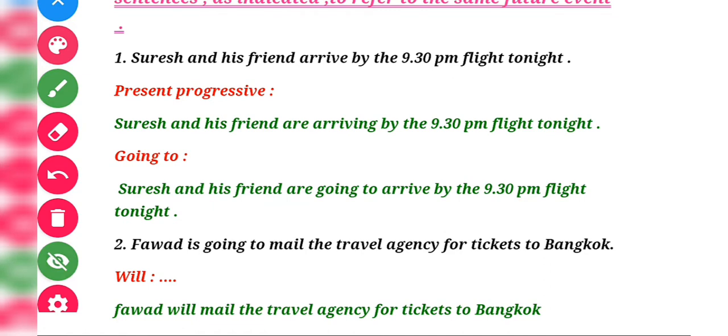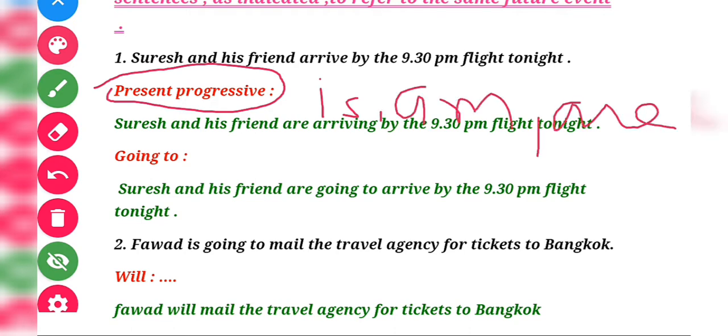Suresh and his friends arrive by the 9:30 PM flight tonight. In this sentence, first of all, it is indicated that you have to write in present progressive tense. What is present progressive tense, students? We have discussed many times that present progressive tense is also known as present continuous tense. You know that in present continuous tense we use is, am, are plus the ing form of the verb. Okay, is, am, are plus the ing form of the verb. So like that we will do this sentence.